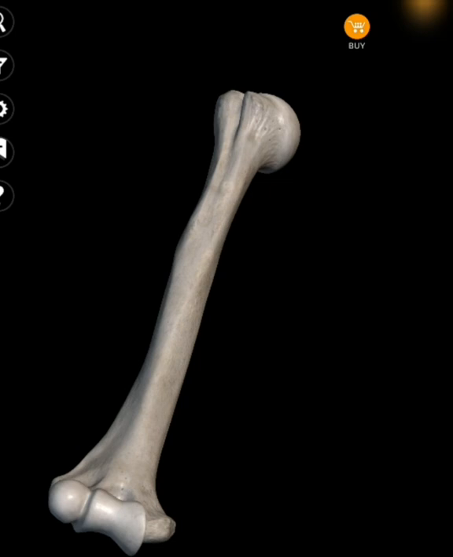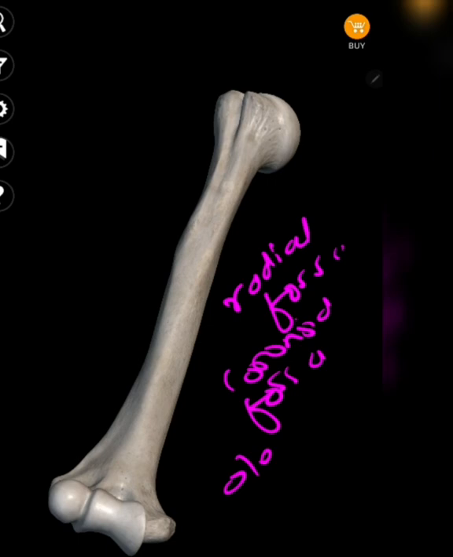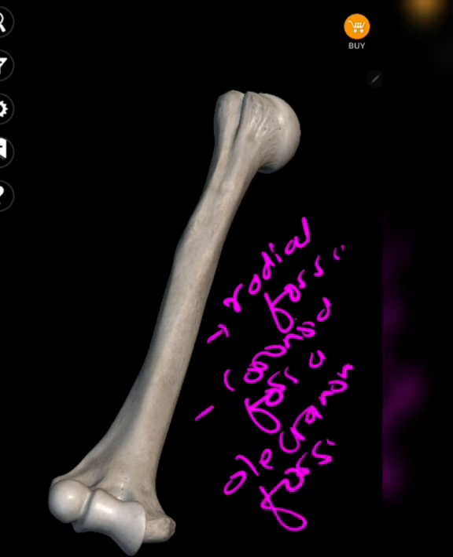Okay, now we will be talking about three fossae. How many fossae? Three fossae. What are the fossae? They are the radial fossa. Another one is the coronoid fossa. Another one is the olecranon fossa. Okay, so the three fossae are the radial fossa, the coronoid fossa, and the olecranon fossa.